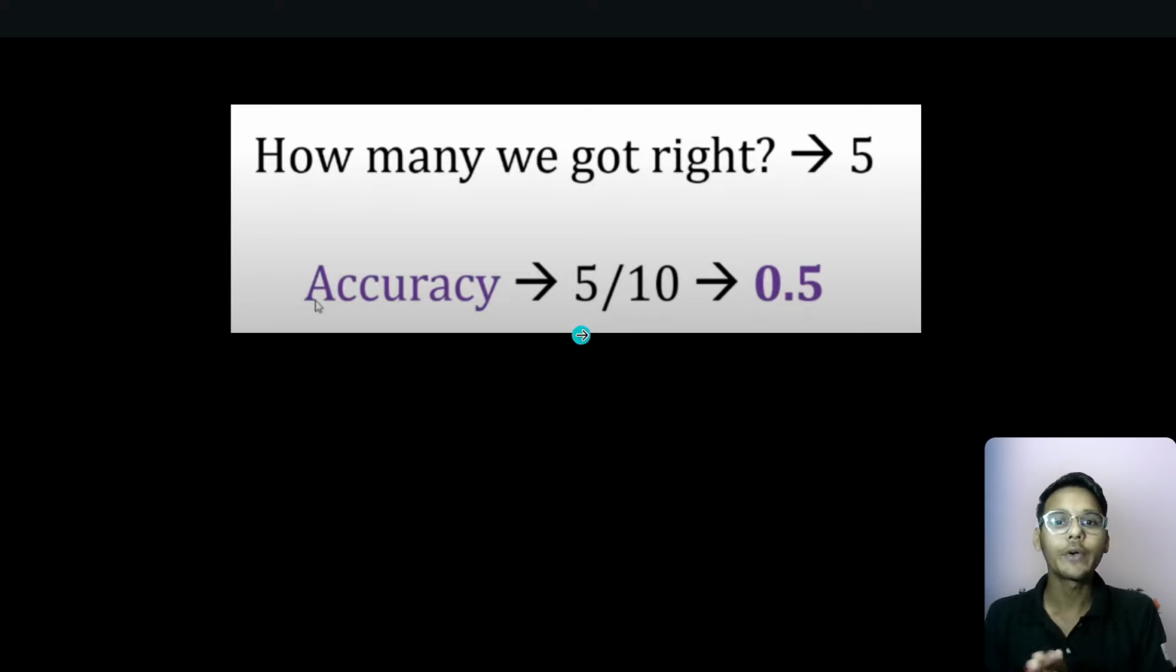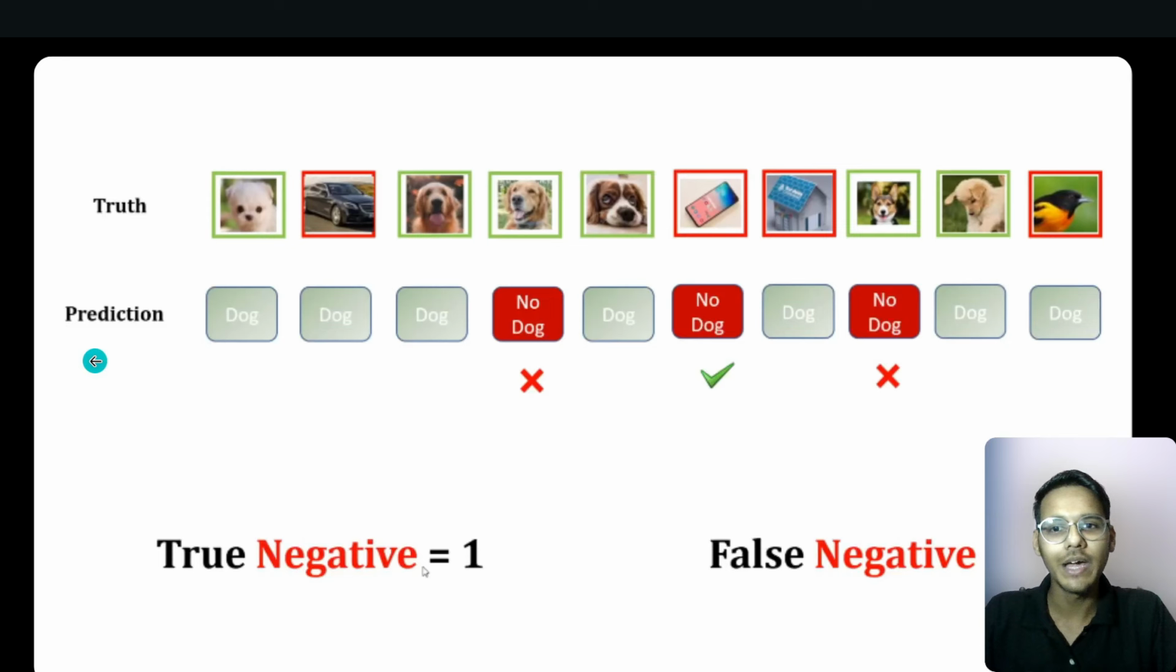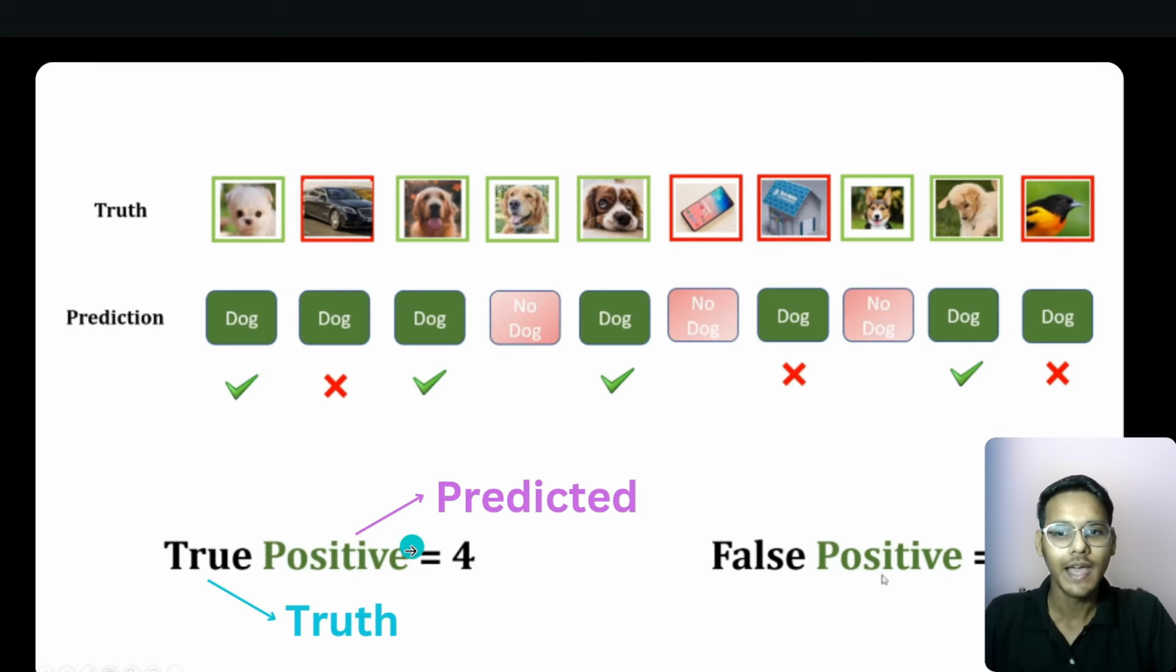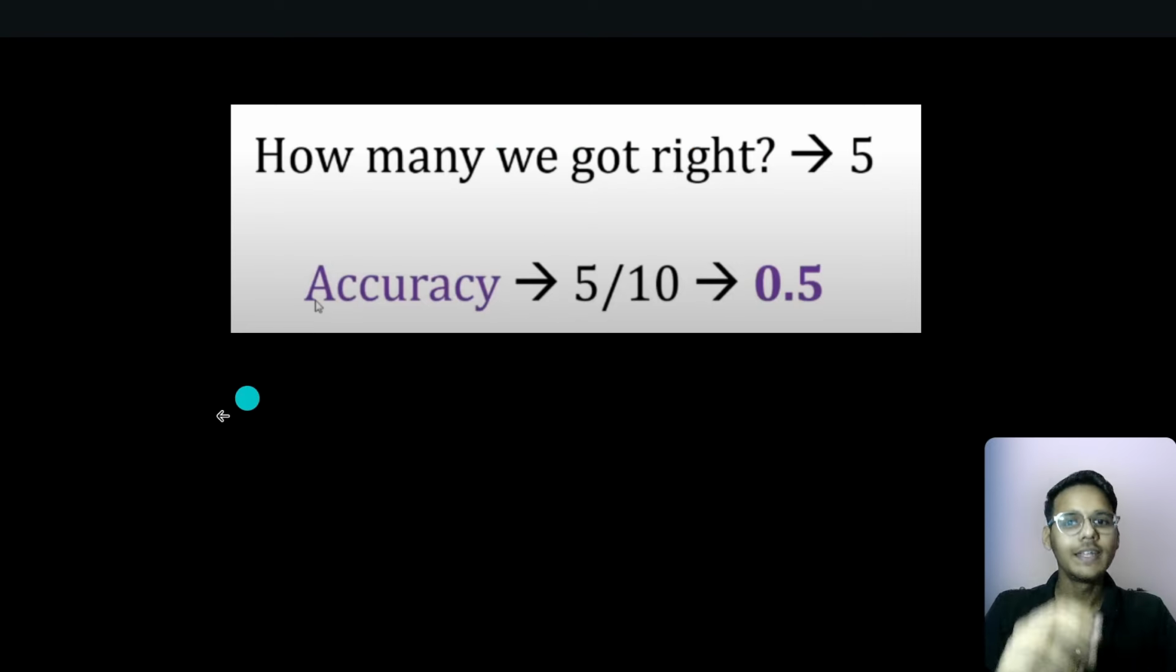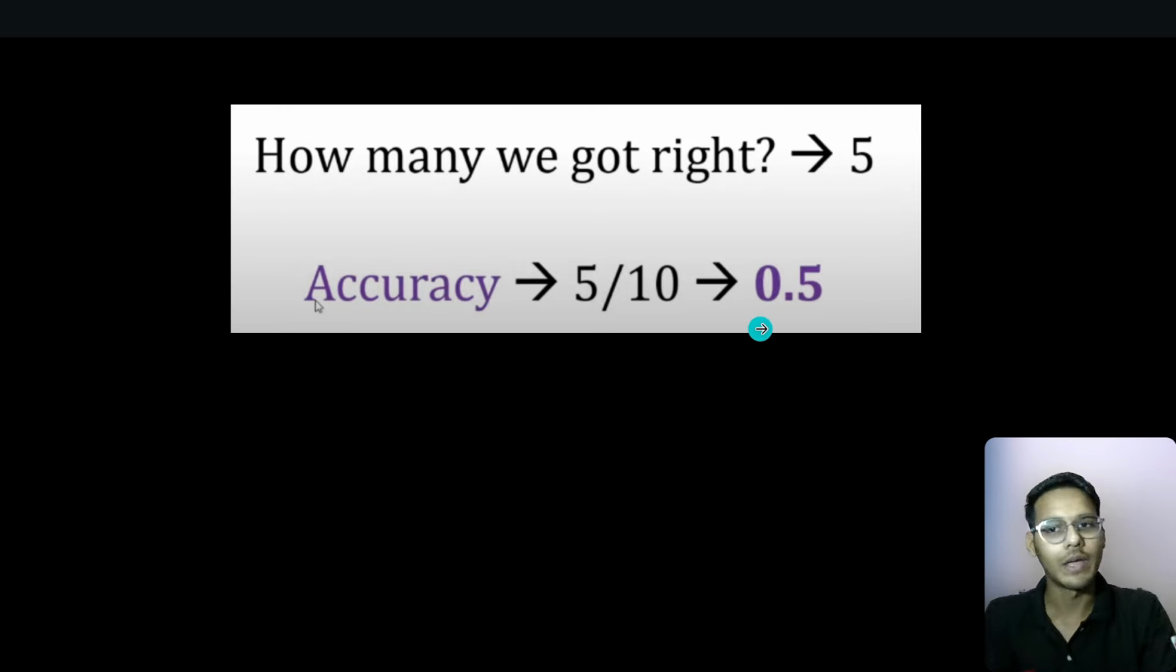So let's see the accuracy, how accurate we have been. There you can see the true negative, one is here, and here is four. So five predictions. The total true predictions are five. So we have got five predictions right in the 10 samples. So the accuracy is 5 by 10, which is 0.5. That is the simple thing, guys, for the accuracy.